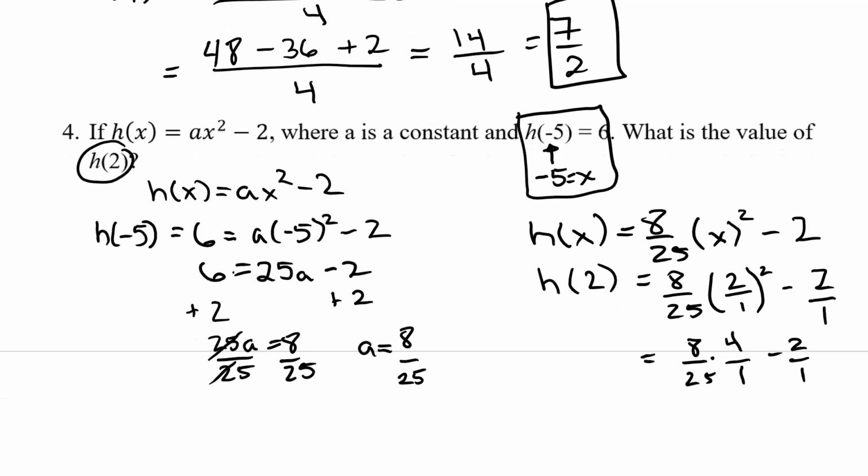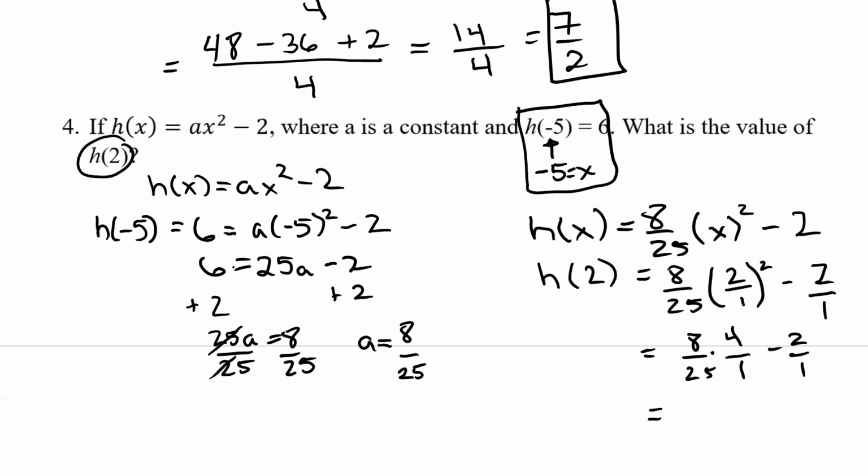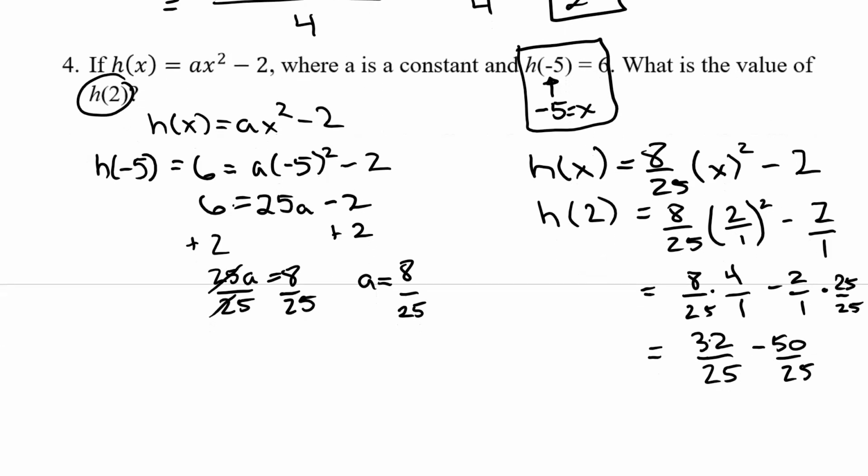Notice my fraction for the first term is going to be 32 25ths. So I need to get the second fraction to also be 25ths, so I'm going to multiply by 25 over 25. When I do that, I get 50 over 25. The difference of those two fractions is negative 18 25ths.